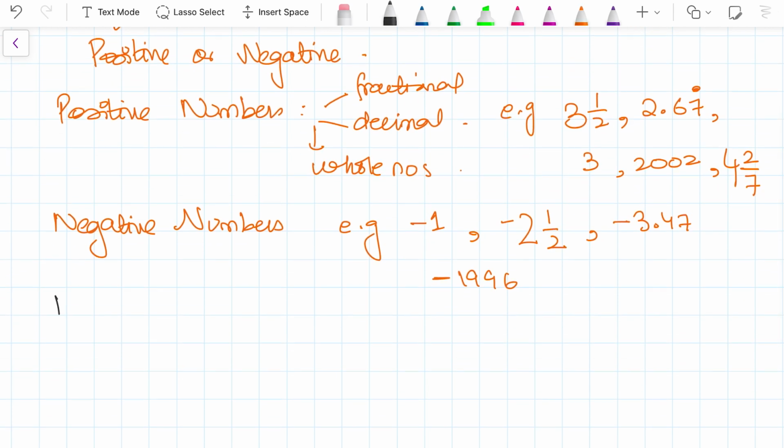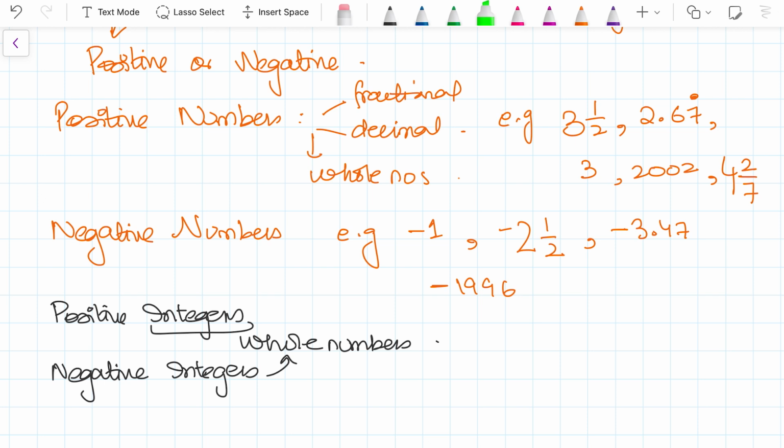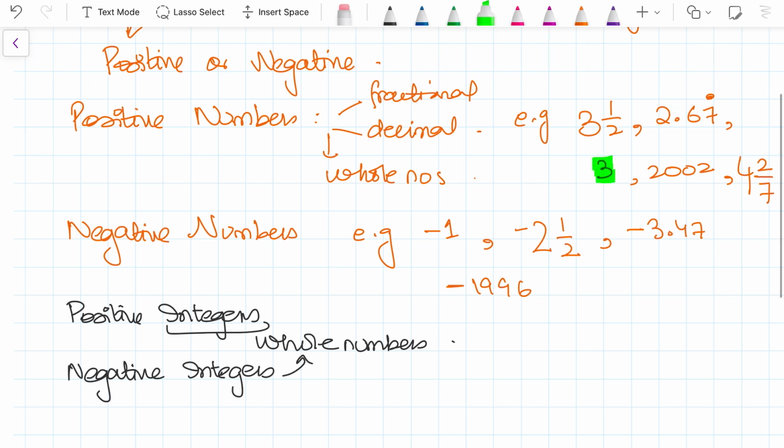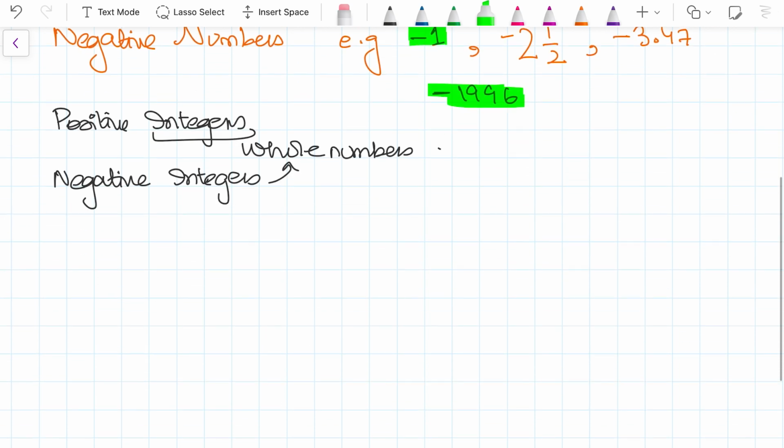But if you talk about positive integers, they are only whole numbers. Negative integers, they're only negative whole numbers. So let's highlight the positive integers. This is a positive integer, negative integer, negative integer. The rest of them are negative numbers but not negative integers. So let's do a question.